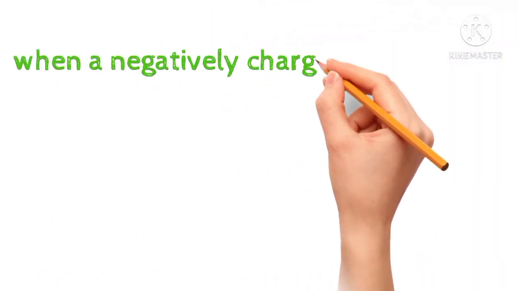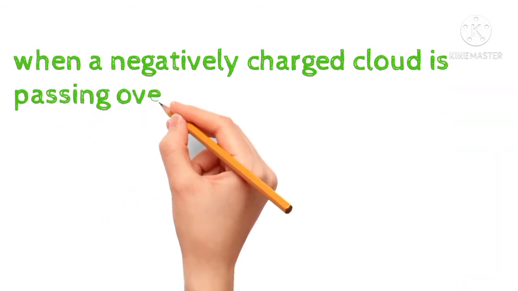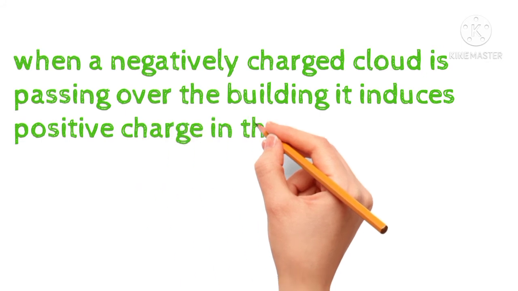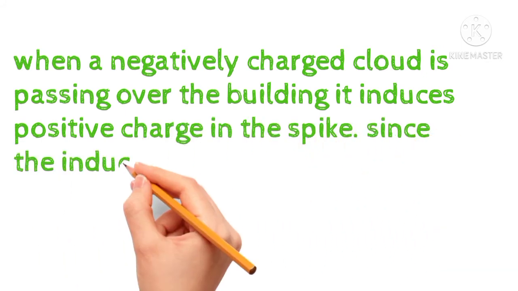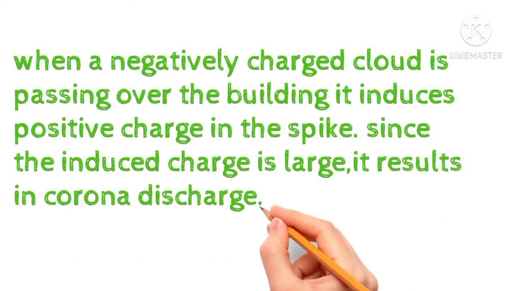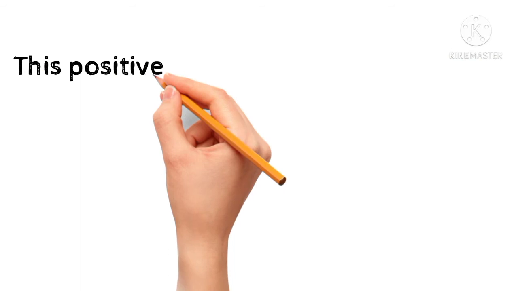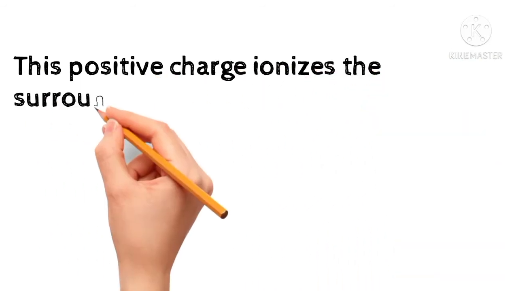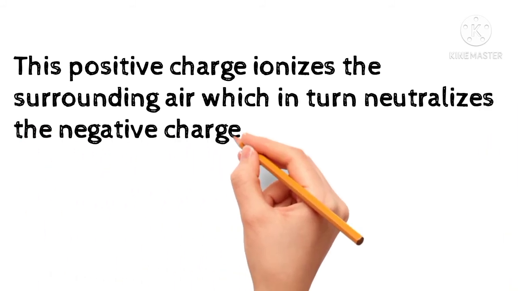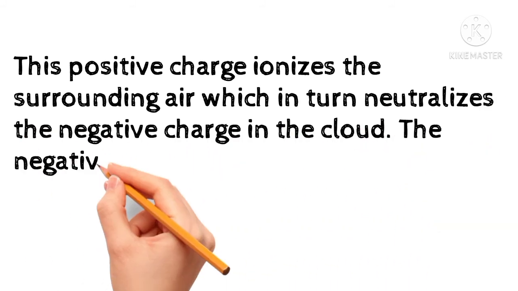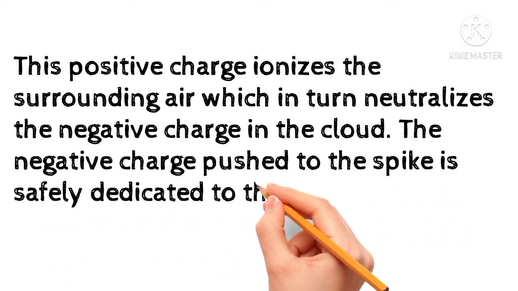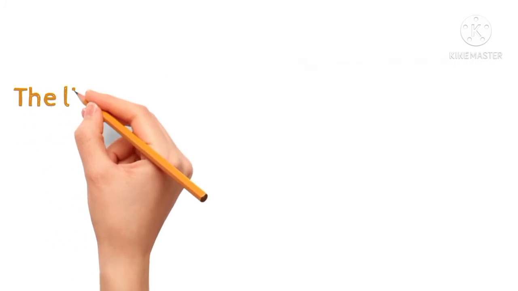When a negatively charged cloud is passing over the building, it induces positive charge in the spike. Since the induced charge is larger, it results in corona discharge, which we discussed in the previous section. This positive charge ionizes the surrounding air, which in turn neutralizes the negative charge in the cloud. The negative charge pushed to the spike is safely diverted to the earth.